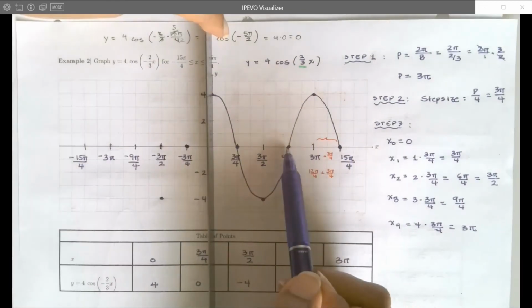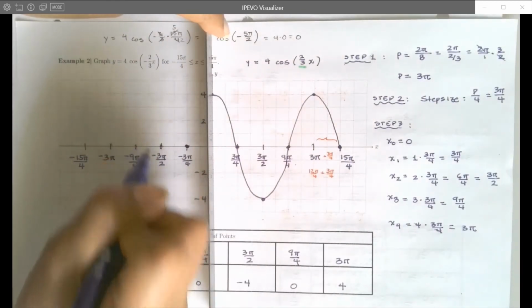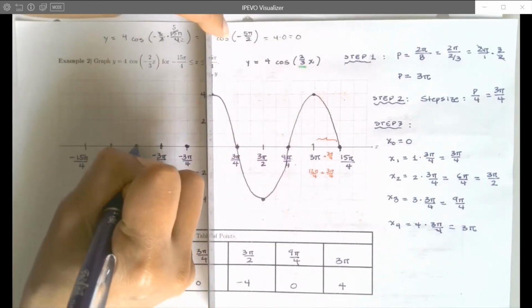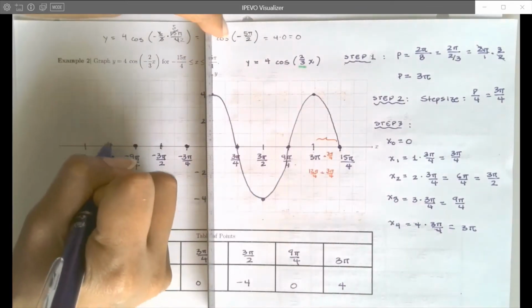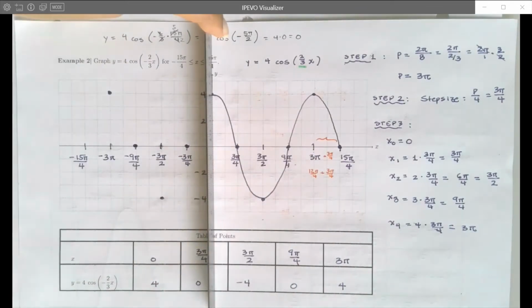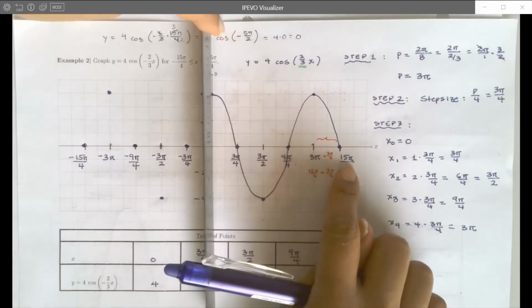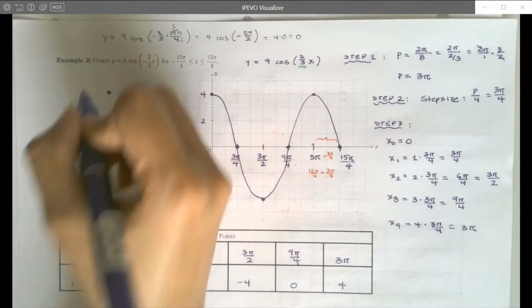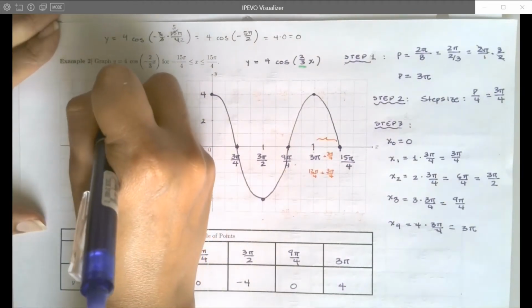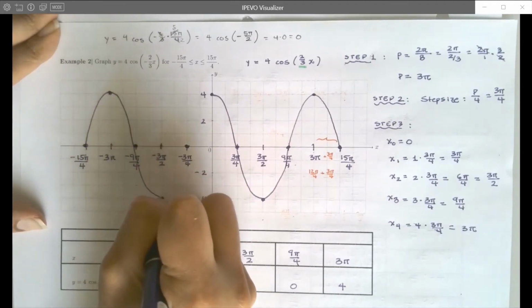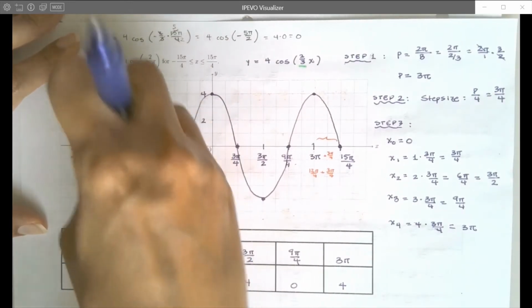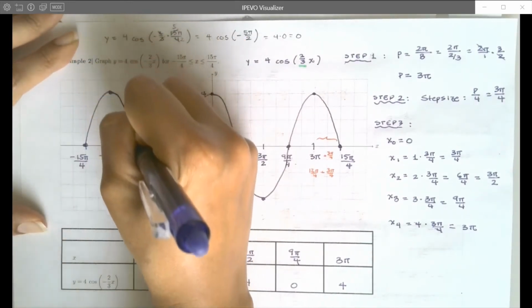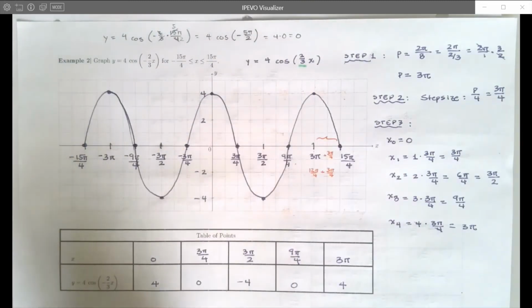Alright, then 9 pi over 4. At 9 pi over 4 we have 0. That means at negative 9 pi over 4 we'll have 0. And then at 3 pi we have 4. That means at negative 3 pi we're going to have 4. And negative 15 pi over 4 will be a reflection of 15 pi over 4, so it'll also have a y value of 0. So we're going to see the graph oscillate in the same manner that it did for the positive x values. Yeah, so that's what we get.